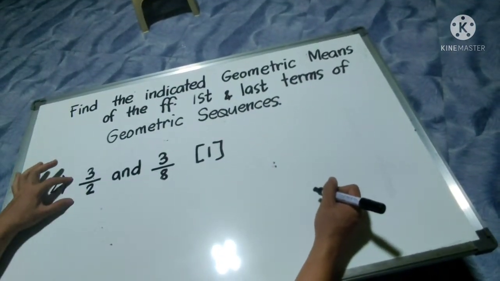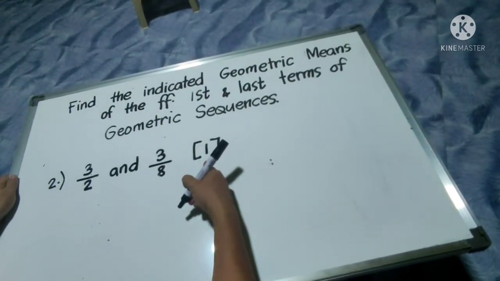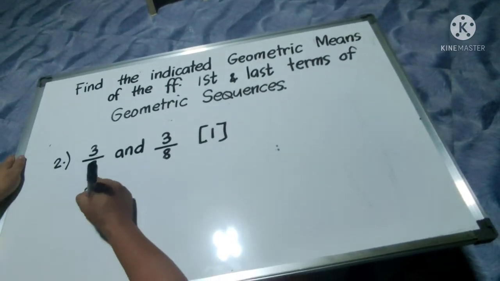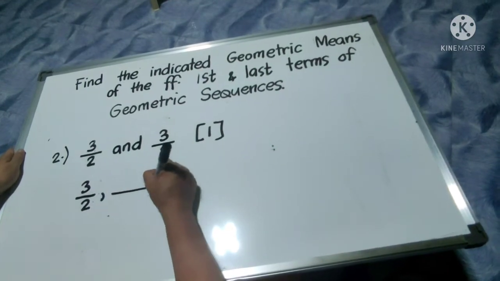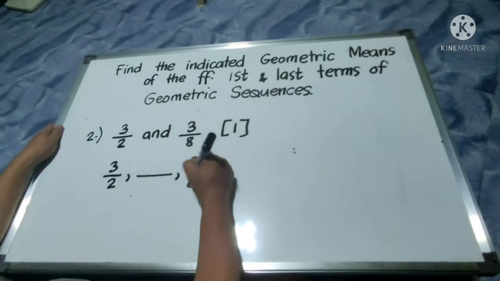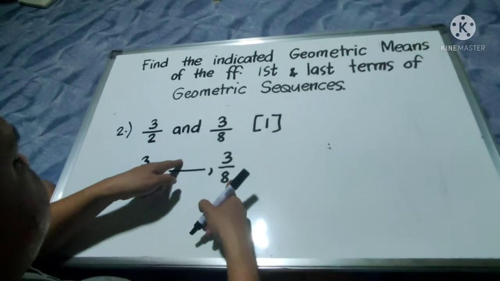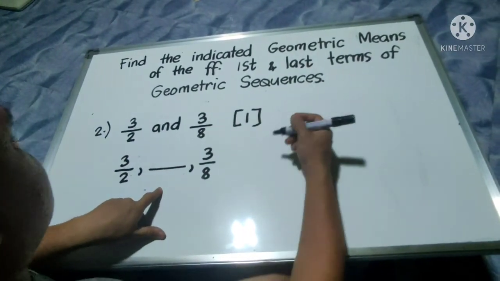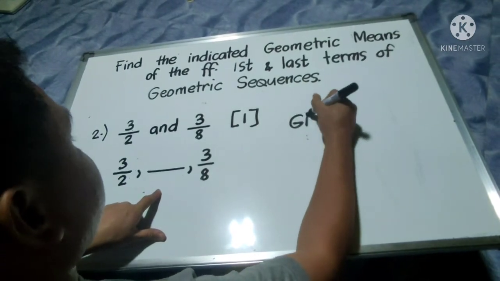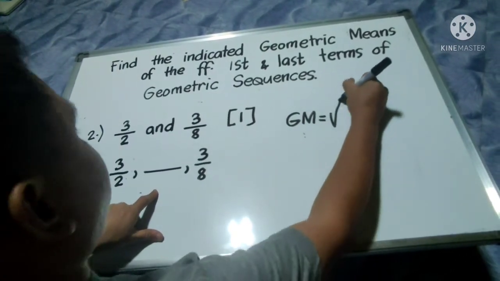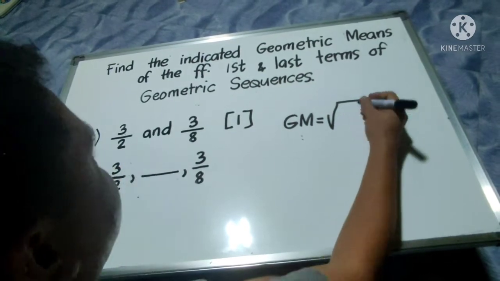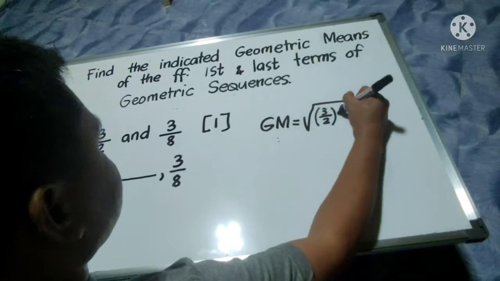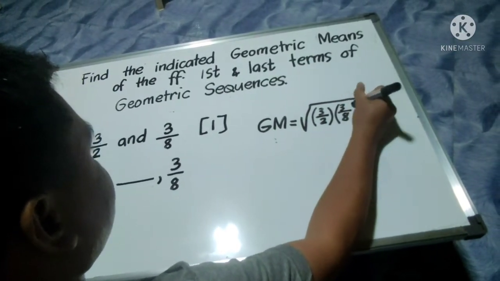We're given 3 halves and 3 eighths. We need to insert 1. So if you're going to illustrate it, you'll have 3 over 2, then make a blank, and then 3 eighths. Good thing, we'll be looking for one geometric mean only. So that means we can use the shortcut. The geometric mean is equal to the square root of the product. So you will have 3 halves times 3 eighths.